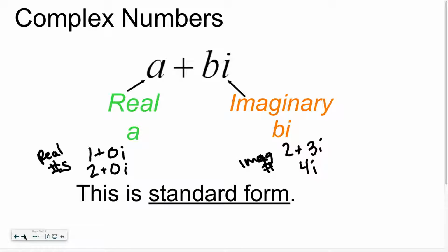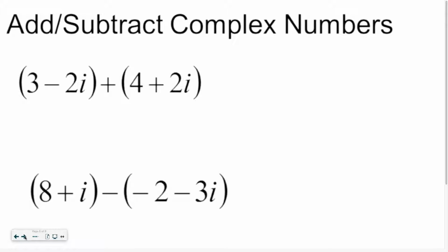So, I'm going to actually let you chat with the people at your groups. If I gave you two complex numbers and asked you to add or subtract them, what would you do? So, tell your group members what you think might be an appropriate solution for adding or subtracting. What do you think you might do?